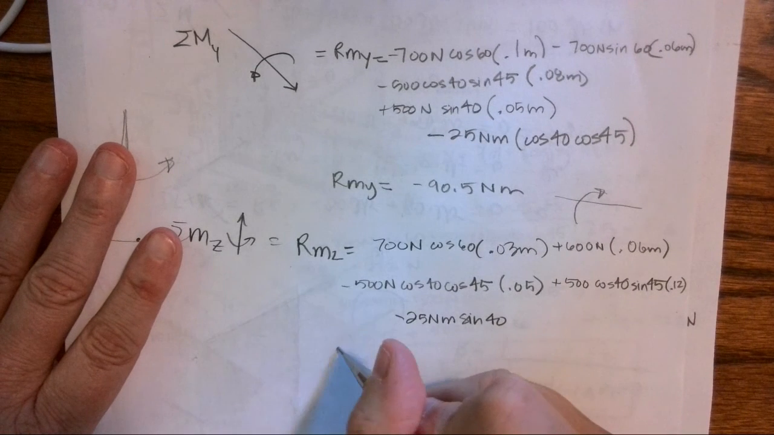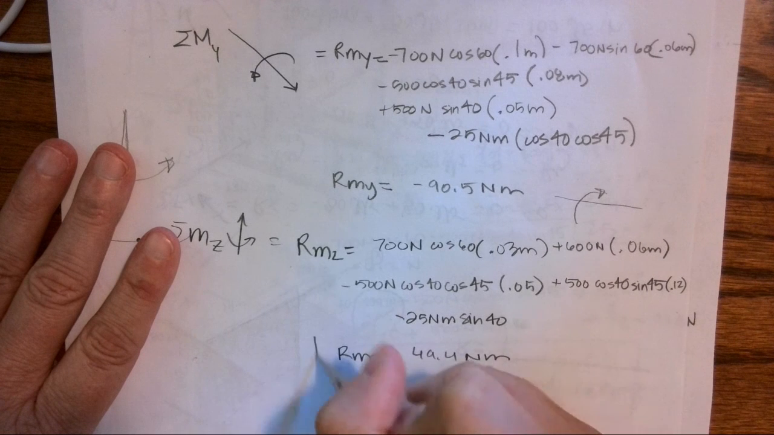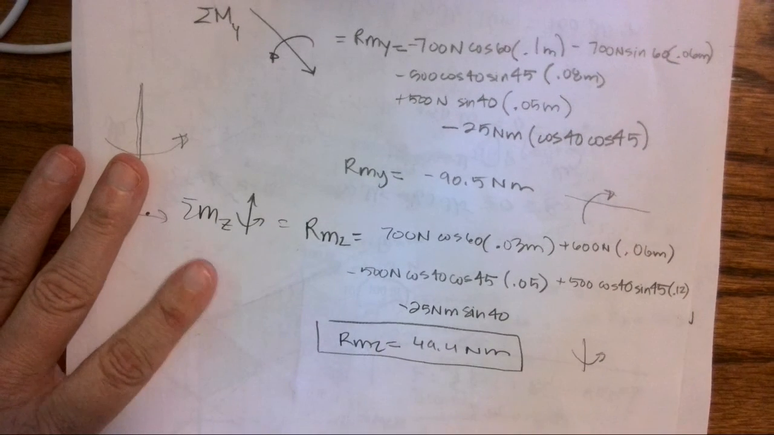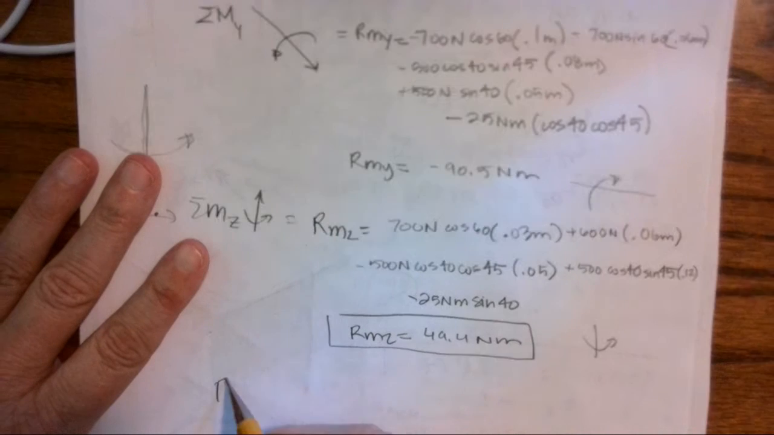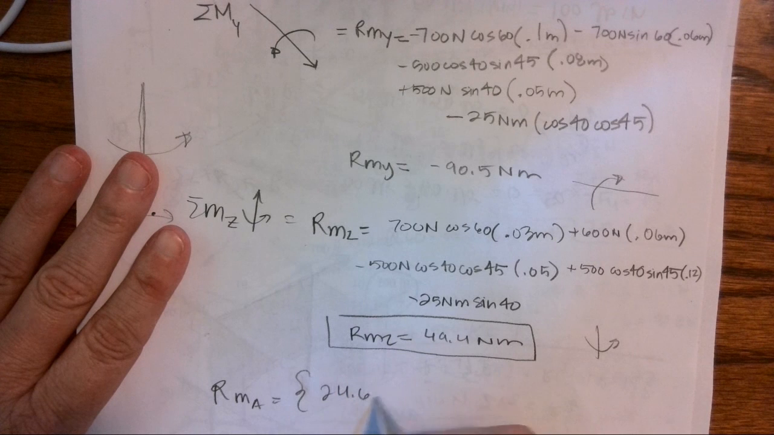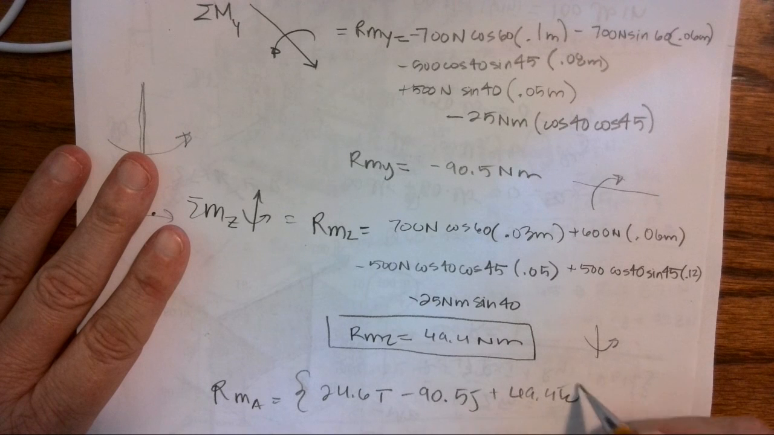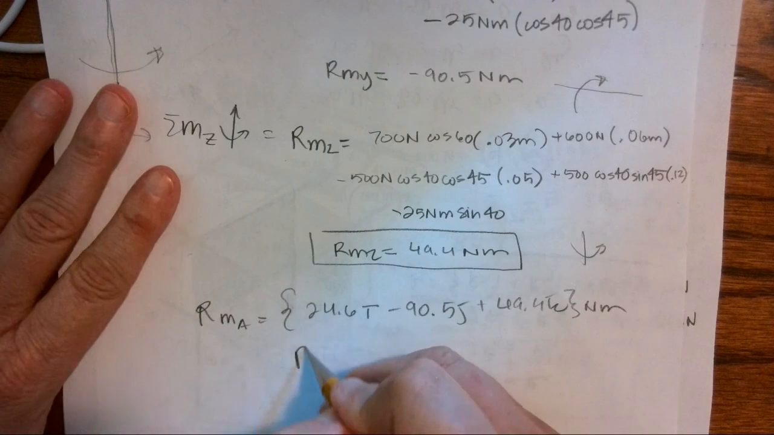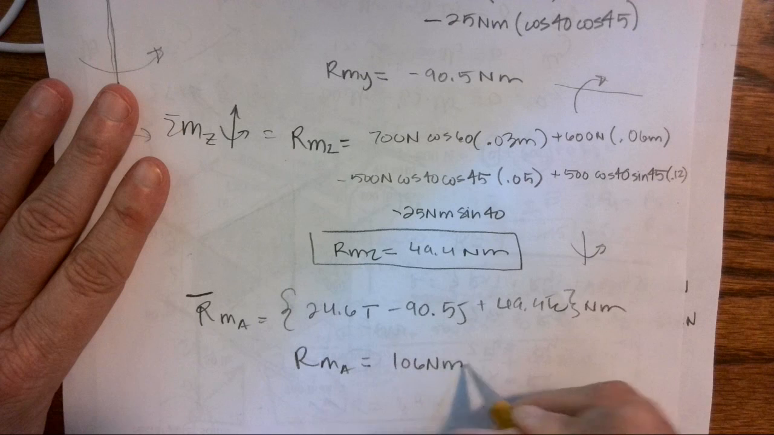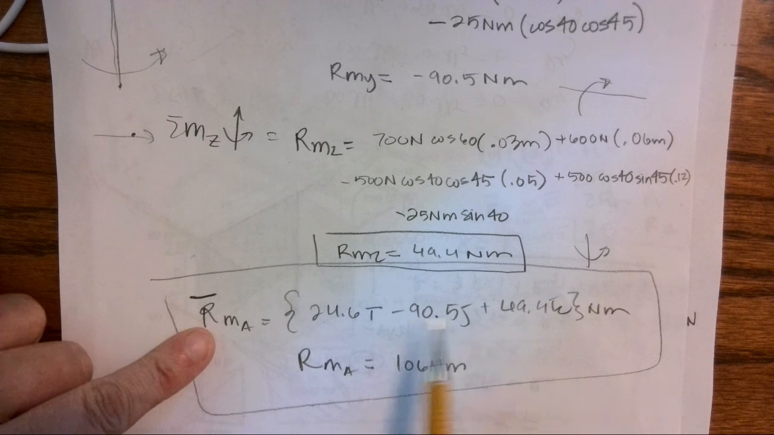When I add all of these up, I get 49.4 Newton meters. That tells me my resultant is wrapping right-hand rule. So I could write this as my resultant moment about A is 24.6i minus 90.5j plus 49.4k Newton meters. I could also give you the magnitude, and it's going to be 106 Newton meters. So depending on whether we want the Cartesian vector with the x, y, and z components or the magnitude.